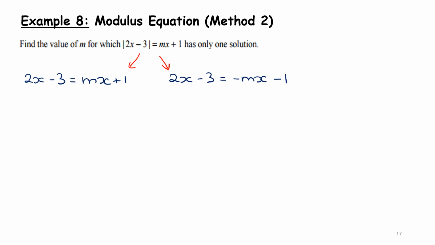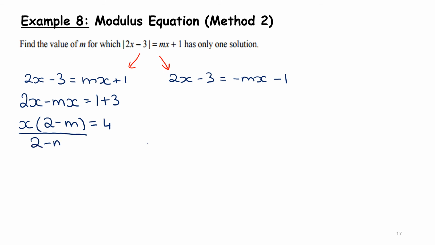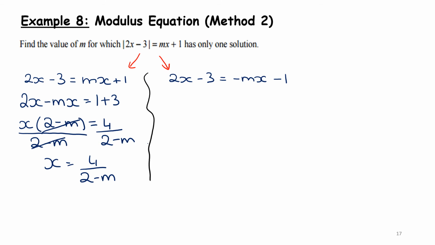So what we're going to do is we're going to get an answer for x in terms of m. So I'm going to bring over my mx, and I'm going to bring over to the other side my 3, and then I'm going to isolate the x term. So it's using highest common factor, and I get 2 minus m is equal to 4. I'm then going to divide both sides by 2 minus m, and I'm left with x equals 4 over 2 minus m. I'm going to do the same thing for my second equation.